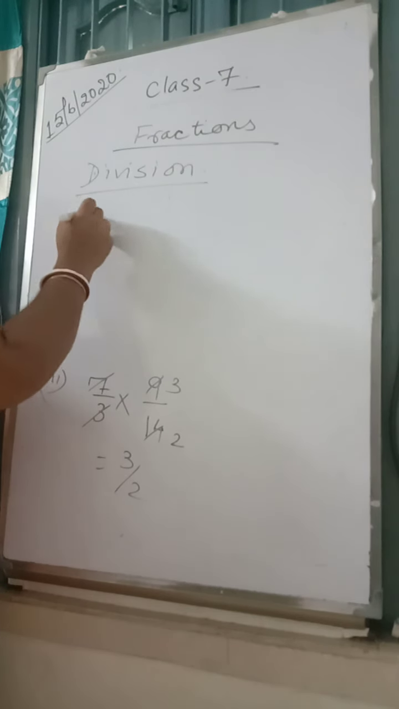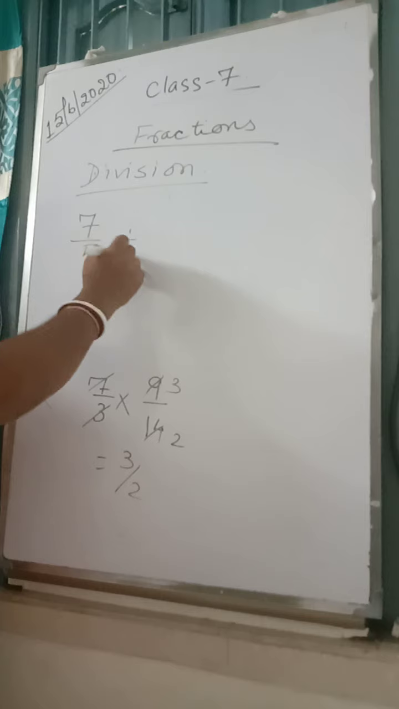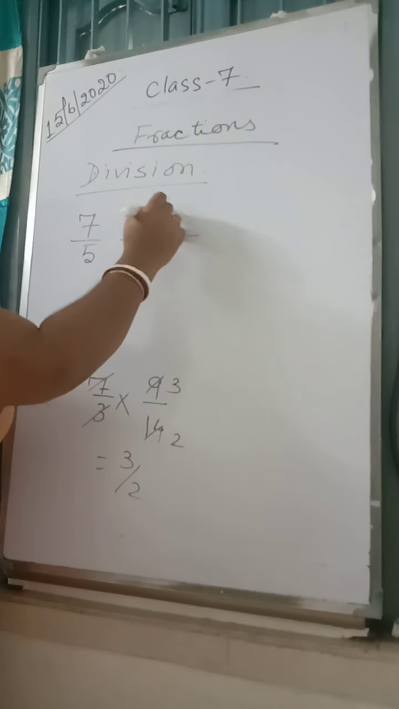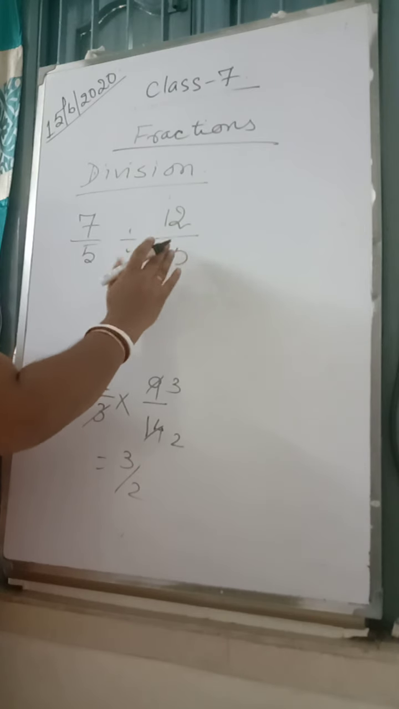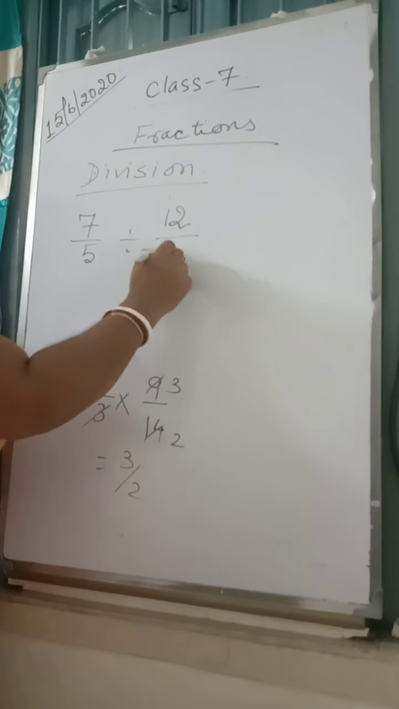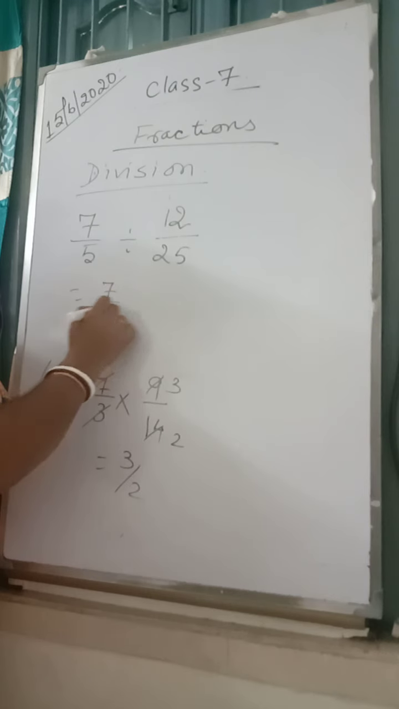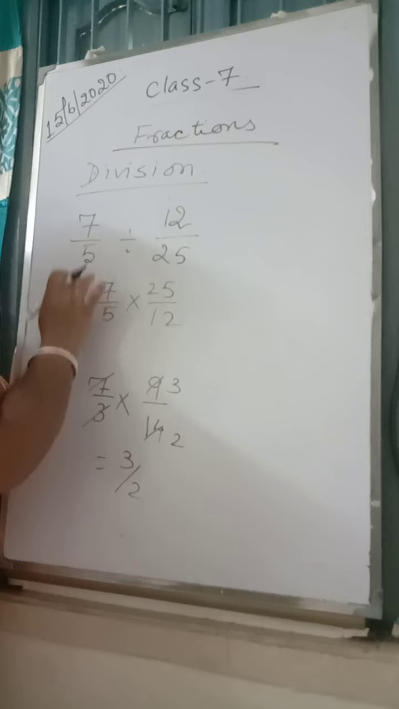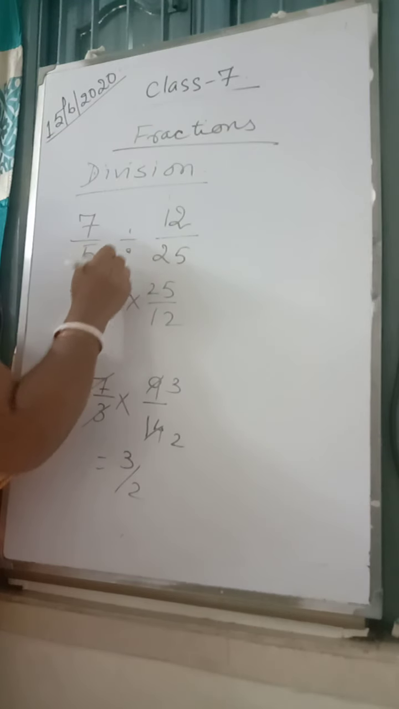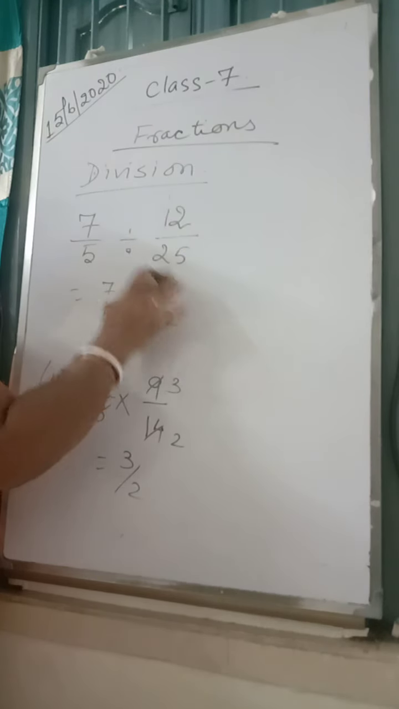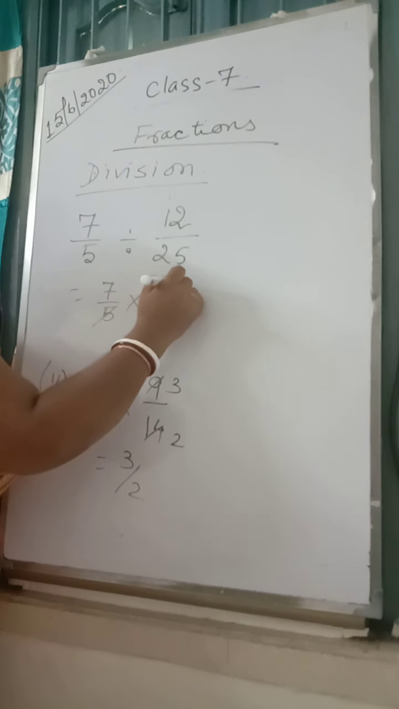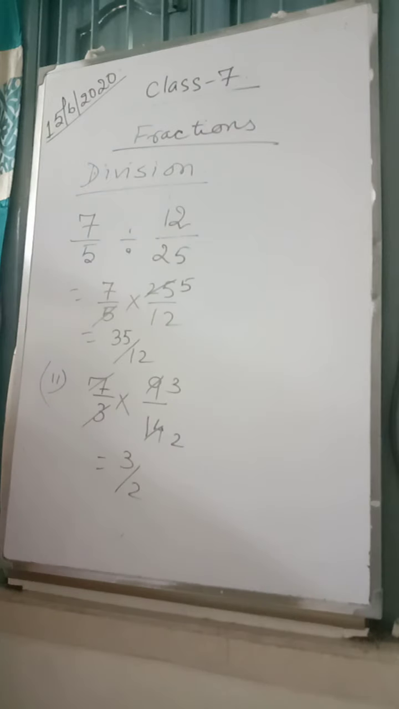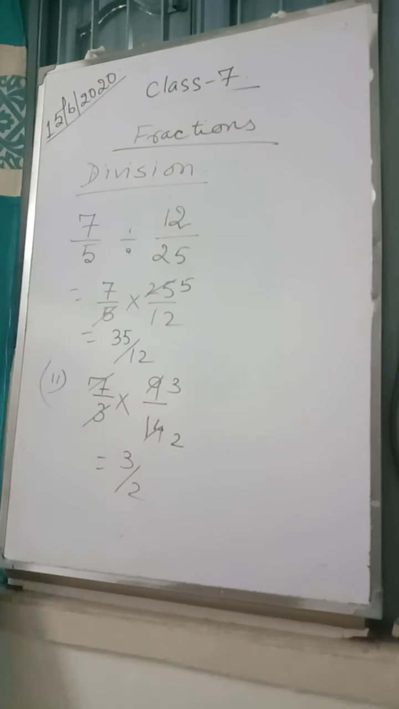Similarly for division, what do we do? We write the fraction divided by 12 by 25. So we do 7 by 5 into 25 by 12. The division turns into multiplication and the divisor turns into its reciprocal. Then we'll reduce it. 5 5s are 25. Then it gives you 7 5s are 35 by 12. This is for division. So for today this much.